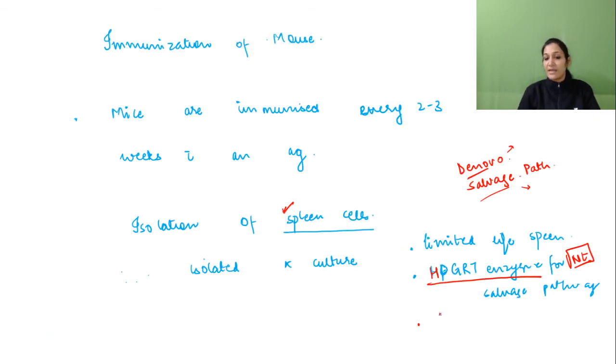So they are able, and then another characteristic is they are able to produce antibodies whenever they are exposed to the antigen. So after that, isolation of myeloma cell. I told you, isolation of myeloma cell.